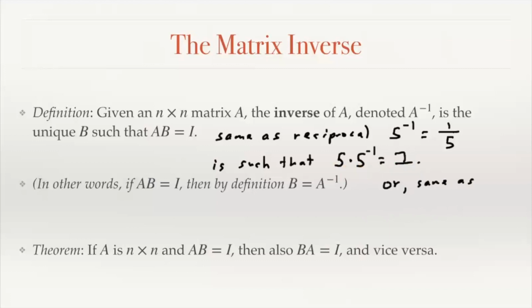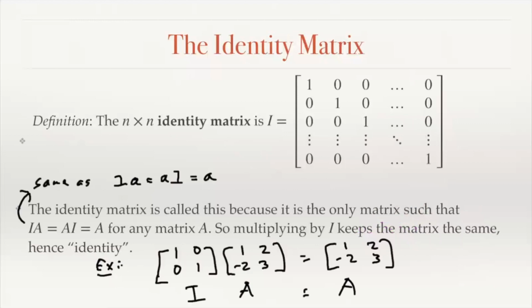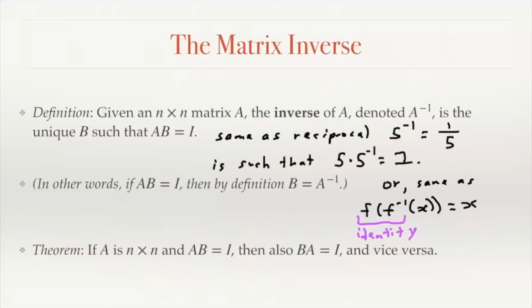Or it's the same as how f of f inverse of x is equal to x. If you compose any function with its inverse, you end up getting the identity function that just maps x to x. And that identity function that just maps an input to itself is the identity matrix. After all, the identity matrix maps 1, -2 to 1, -2. It is the identity function as well. So both of these are fine analogies for thinking about what the matrix inverse is. It's like the reciprocal, it's the function inverse.